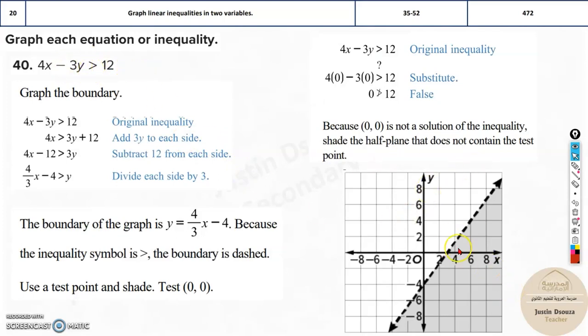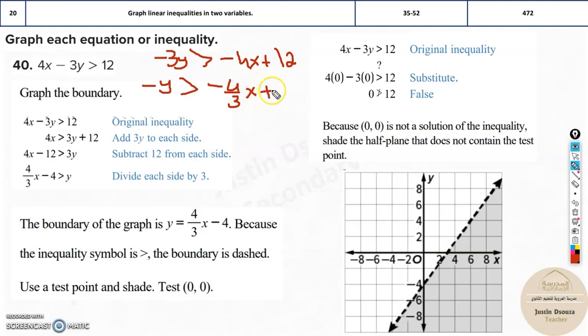And since it's only greater than, but look here, what happens is, I will solve this. Take this 4 to the other side, it becomes -3y greater than -4x plus 12. Then you need to divide both sides by 3. You will have -y greater than -4 by 3 x plus 12. Sorry, 12 divided by 3 will be 4.